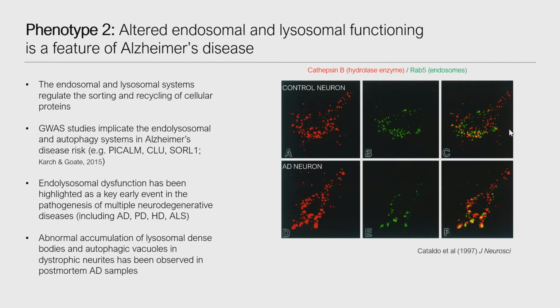Now, another way of looking at this is, again, from patient neurons, to stain for lysosomal and endosomal proteins and enzymes. And in this example, we have cathepsin B, which is a lysosomal enzyme, stained in control neurons and Alzheimer's disease neurons. And hopefully what you can see is an increase in the size of the puncta that are detected in the Alzheimer's disease neurons. And this is indicative of enlarged lysosomes, particularly in the cell body.